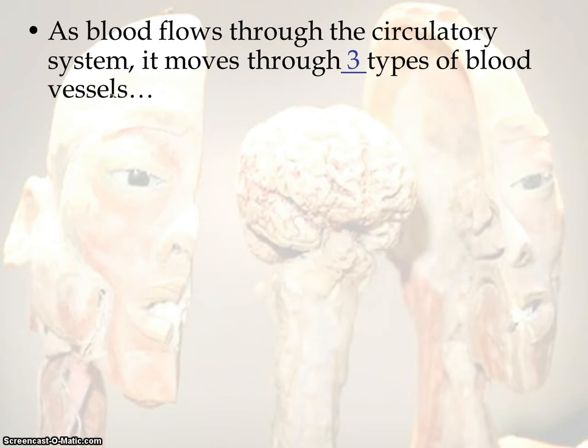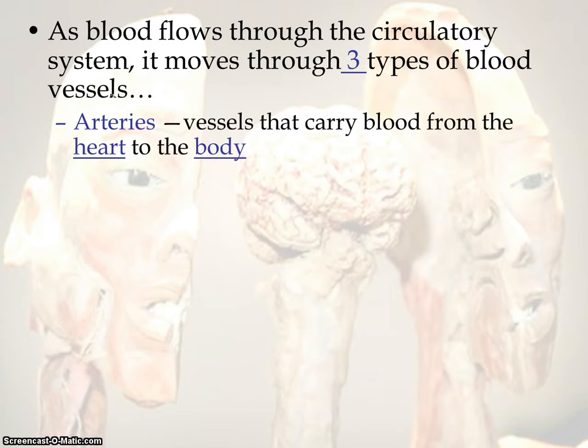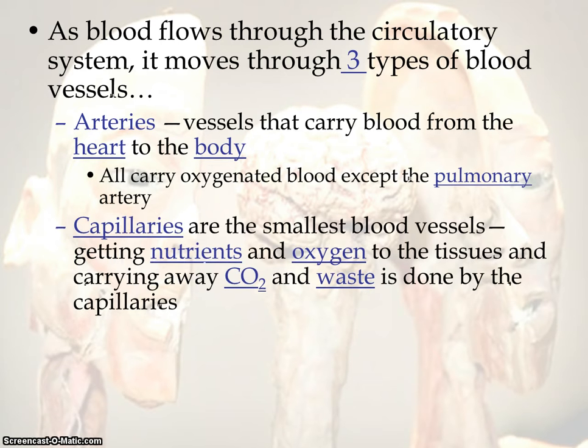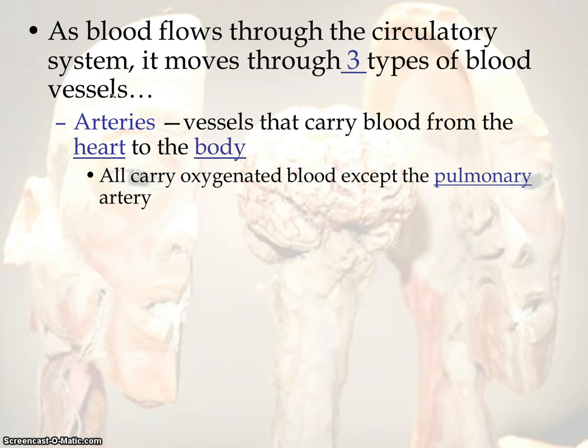As blood flows through your circulatory system, it's going to pass through three different types of blood vessels. You have arteries. Remember what we looked at in the heart. The arteries are going to carry blood from the heart to the body. So for the arteries, all of your oxygenated blood is going to be carried, except by the pulmonary artery.